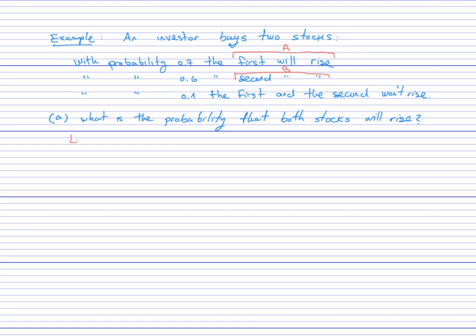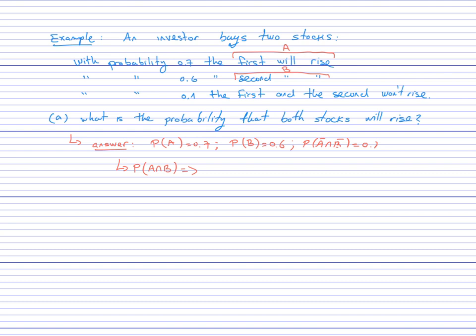So when we denote it like that, now we can write explicitly our probabilities. The probability of A, that's 0.7. The probability of B, that's 0.6. And the probability that the first and the second won't rise, that's the probability of not A and not B, and that's exactly 0.1. Now, to compute the probability that both stocks will rise, we want to compute the probability that A and B occurred. So what is the probability of A and B?